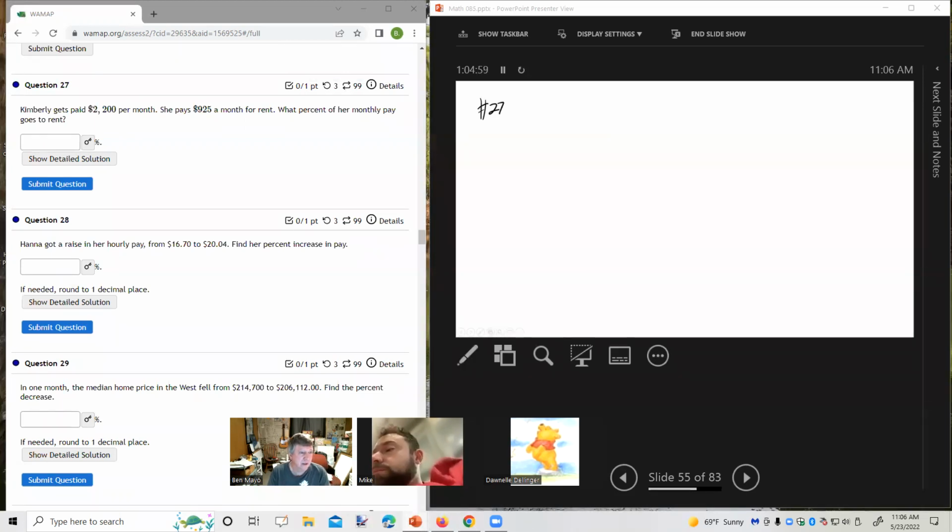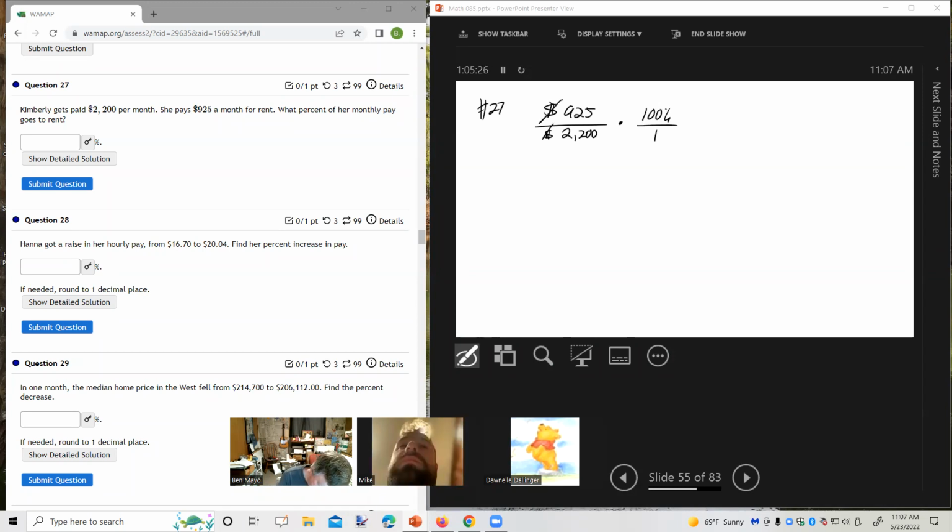Number 27. Kimberly gets paid $2,200 per month. She pays $975 a month in rent. What percent of her monthly pay goes to rent? Well, $925 out of $2,220 is what percent?